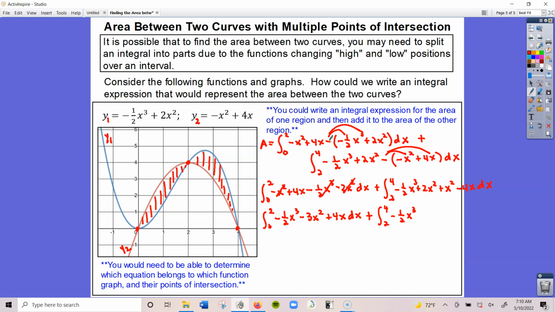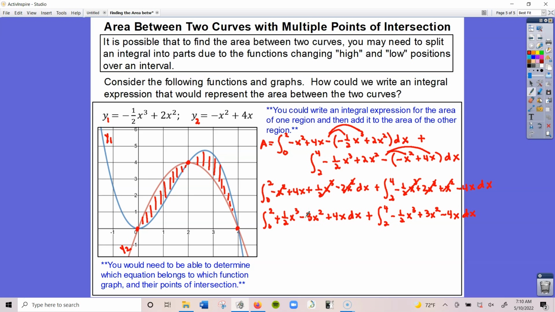Oh, I just realized, this is supposed to be a plus 1/2 x to the third. I forgot to distribute the negative here in the front. Okay, now that we're set up, 1/2 x to the third, and then we have 2x squared plus x squared, which is plus 3x squared, and then minus 4x.